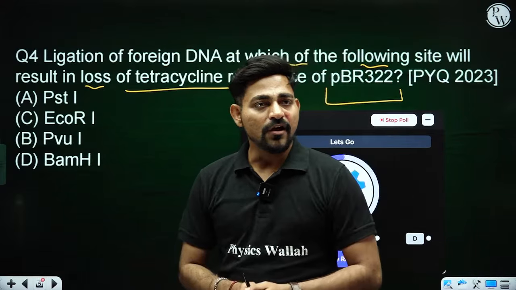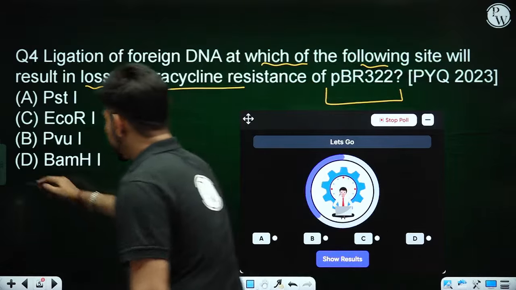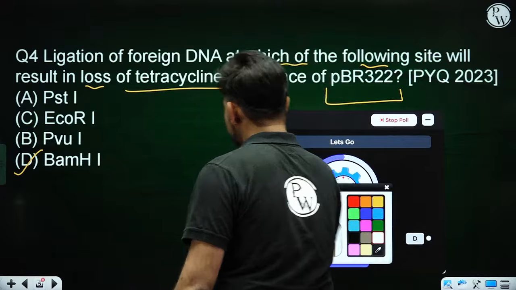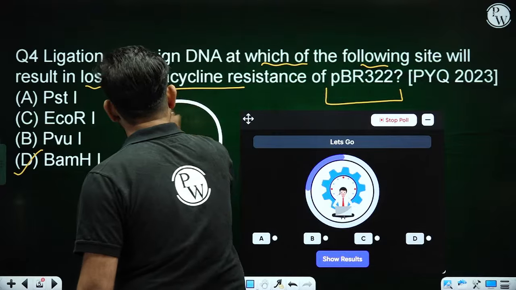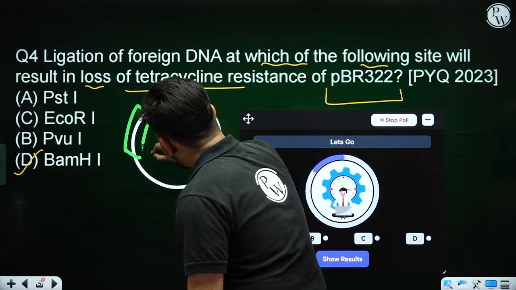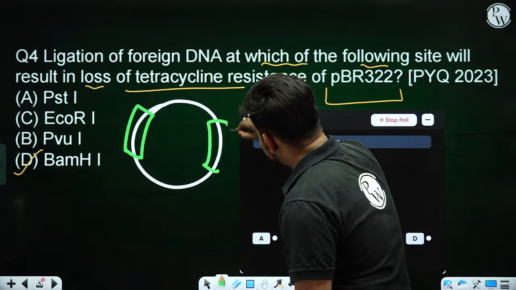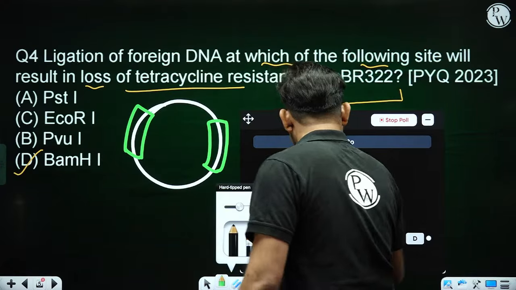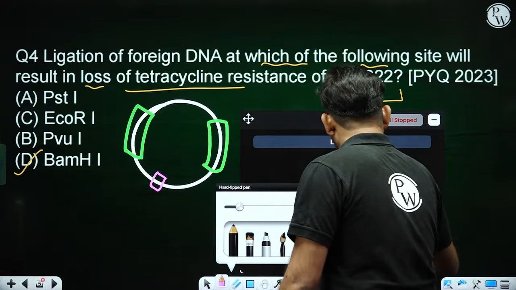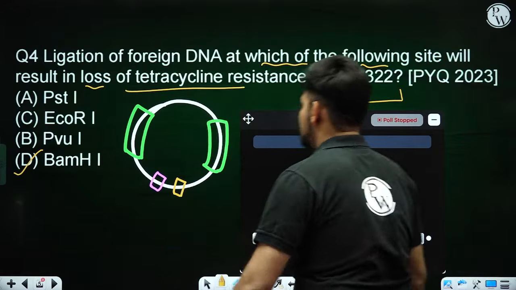Okay, again, all of you are giving the absolutely right answer, that is option D, BamHI. Yes, so if we look at this pBR322 plasmid, it has some important sites. One is called AmpR, the ampicillin resistance site, another is TetR, the tetracycline resistance site. We have the ori site, origin of replication, and we have ROP, repressor of primer site.